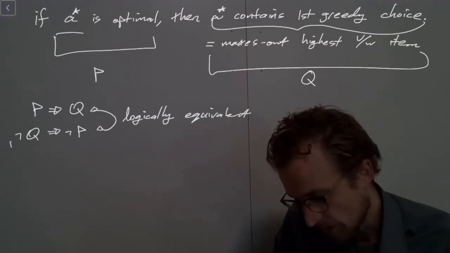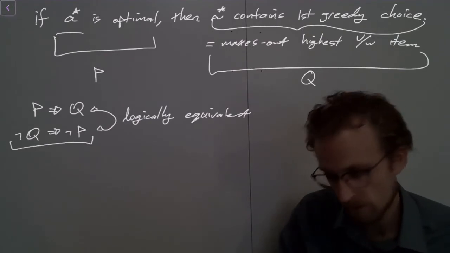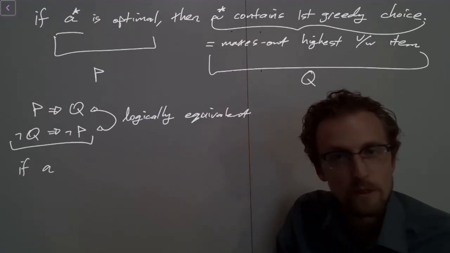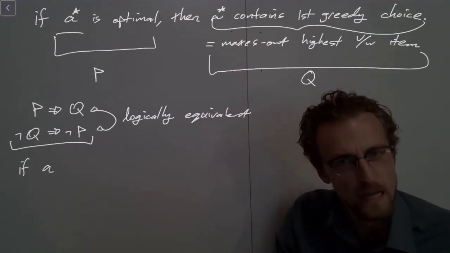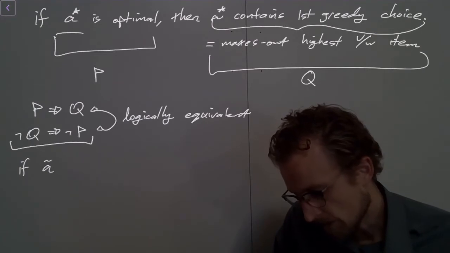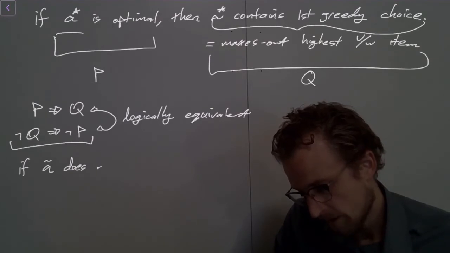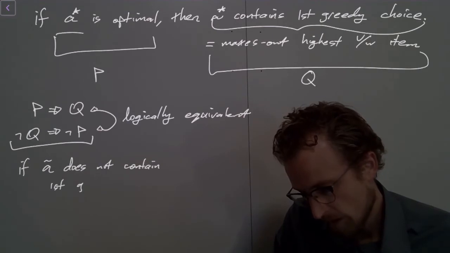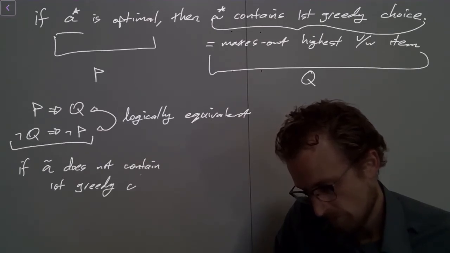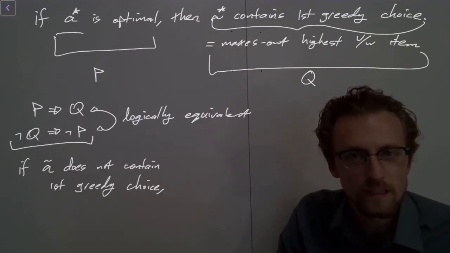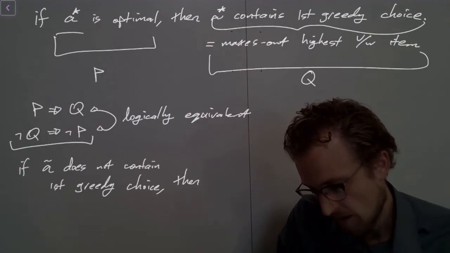All right, so let's focus on this. What is the contrapositive of the above statement? Well, the contrapositive says that if some solution A, and I'm going to call this A tilde, just to give it a different name than the one we're talking about above, if A tilde does not contain the first greedy choice, then A tilde is not optimal.